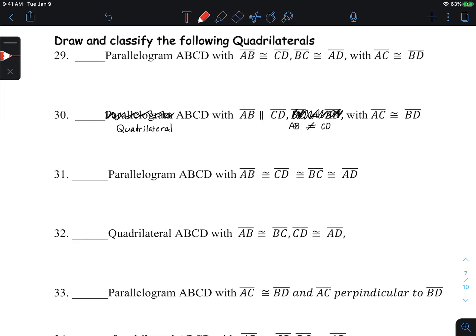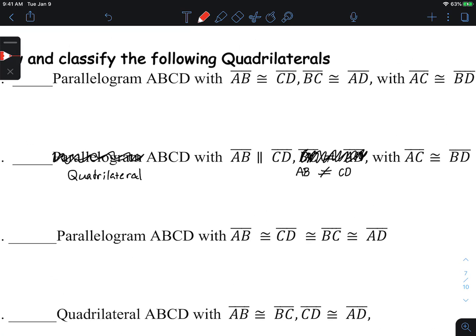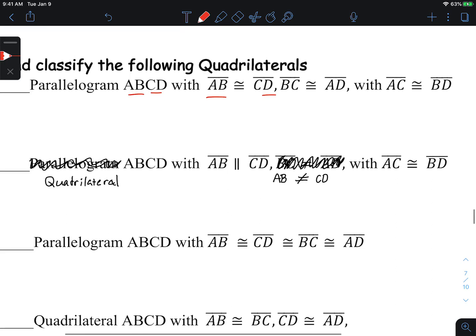So you have a parallelogram with this first one here. AB is congruent to CD. That just means your opposite sides are congruent. That's good. Apparently BC is congruent to AD. Okay, that's good. That's what a parallelogram is supposed to do right there. And then this right here says AC and then BD are going to be congruent.